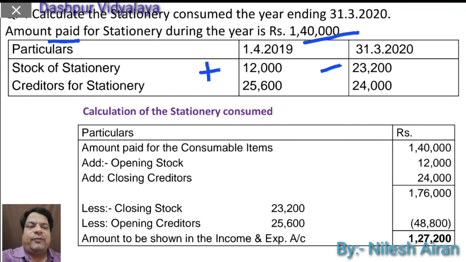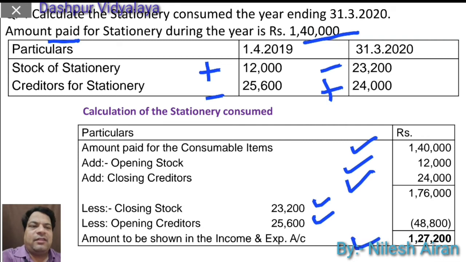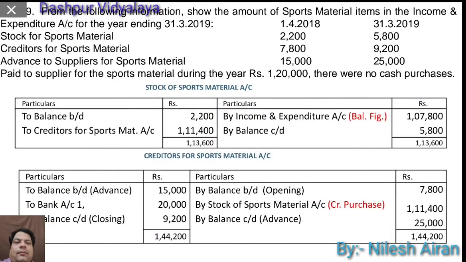Then creditors for the stationery. Creditor at the end will be added and creditor at the beginning will be deducted. So you can see here 1,40,000 plus 12,000, 24,000 we have added, and then 23,200 and 25,600 will be deducted, so that we can get the answer rupees 1,27,200. This amount is shown in the expenditure side of income and expenditure account.